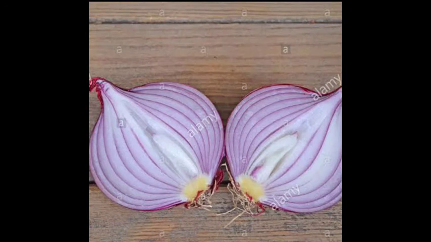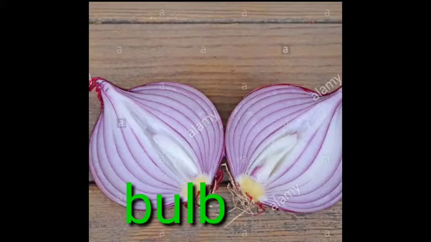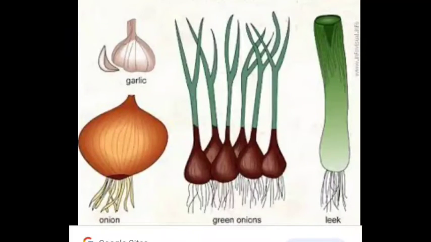Then, the onion grows through something called a bulb. If you look at the lily and the garlic, they are also examples where, through the bulb, you'll find that a new plant is reproduced. These are also underground stems.